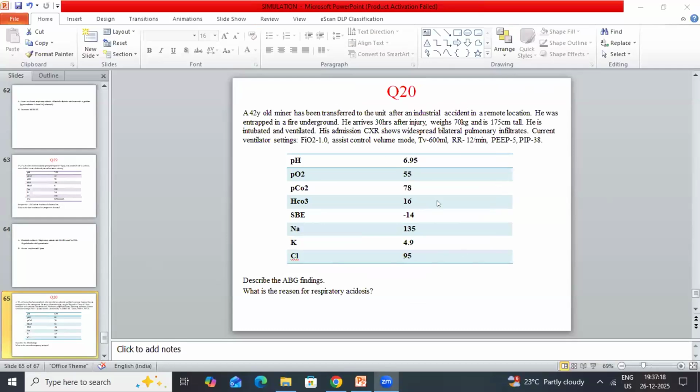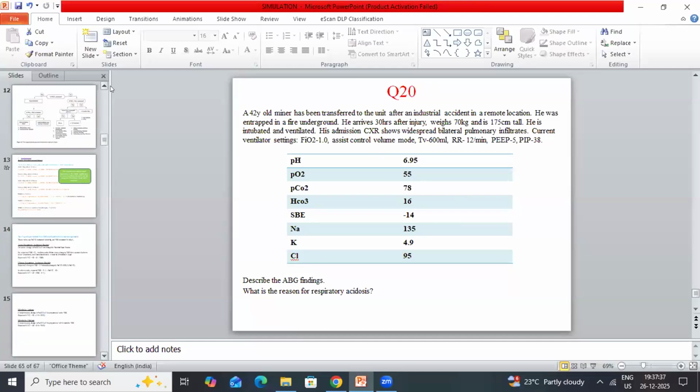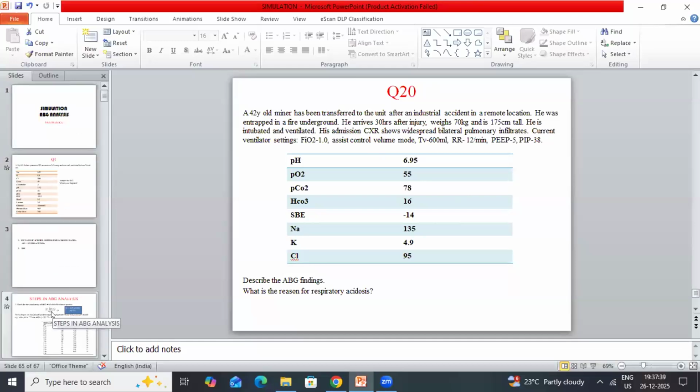So one point to be kept in mind, when the pH is less than 7, try to use your Henderson's equation to get your H plus ions and then calculate whether it is acute or chronic. Or if you want to try once, you can try with this Henderson's equation, calculate and see whether it corresponds to the same thing.